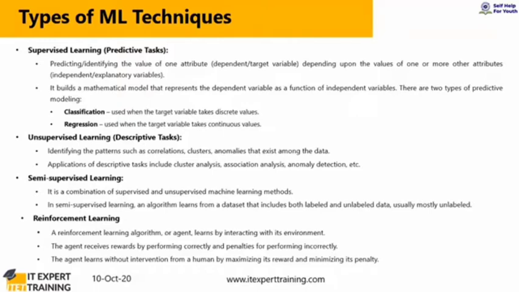If we think of the supervised learning techniques, the objective is to predict or identify the value of one attribute, depending upon the values of one or more other attributes given in the data set. So you are given a data set consisting of multiple attributes or multiple columns. I'm talking about structured data, where you can imagine the data set consisting of multiple columns.